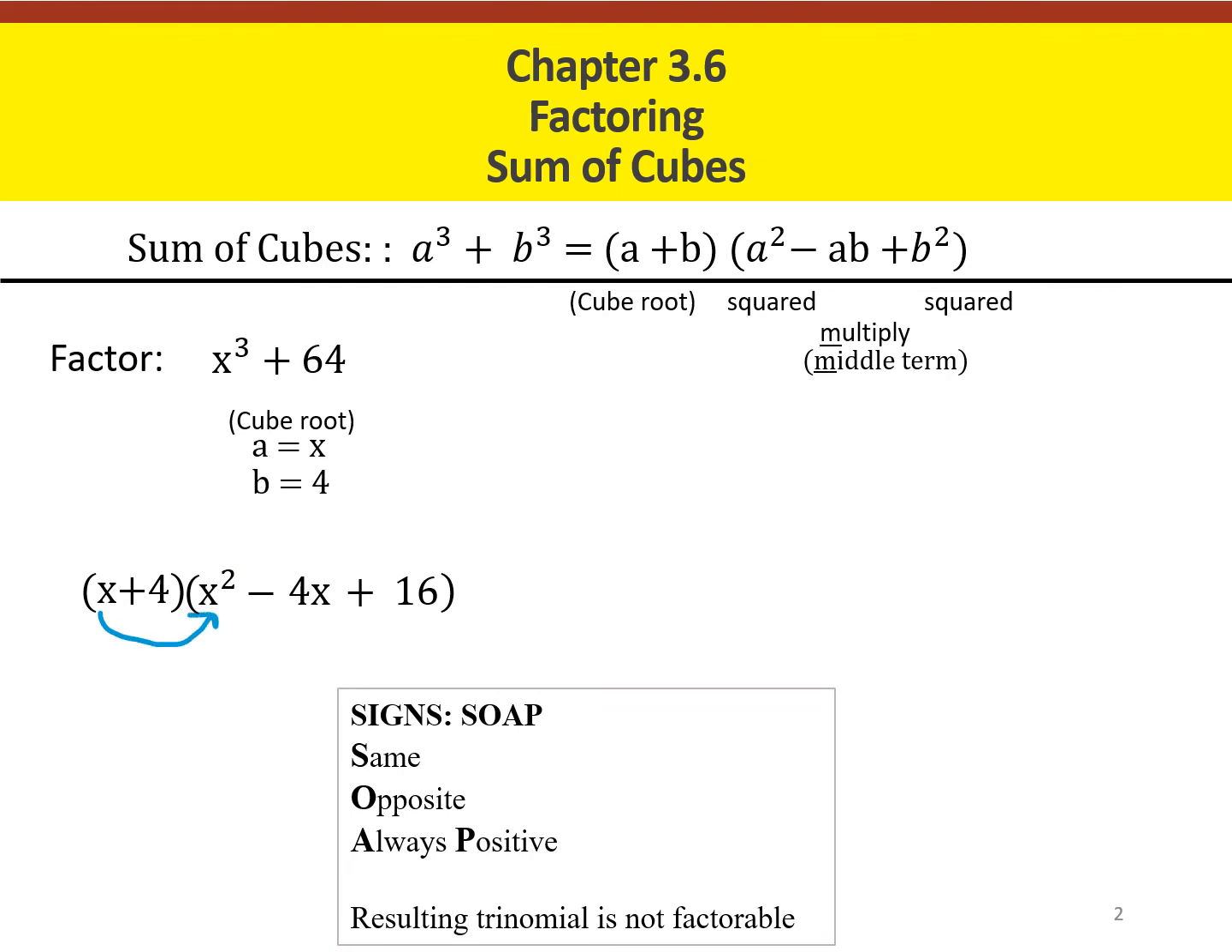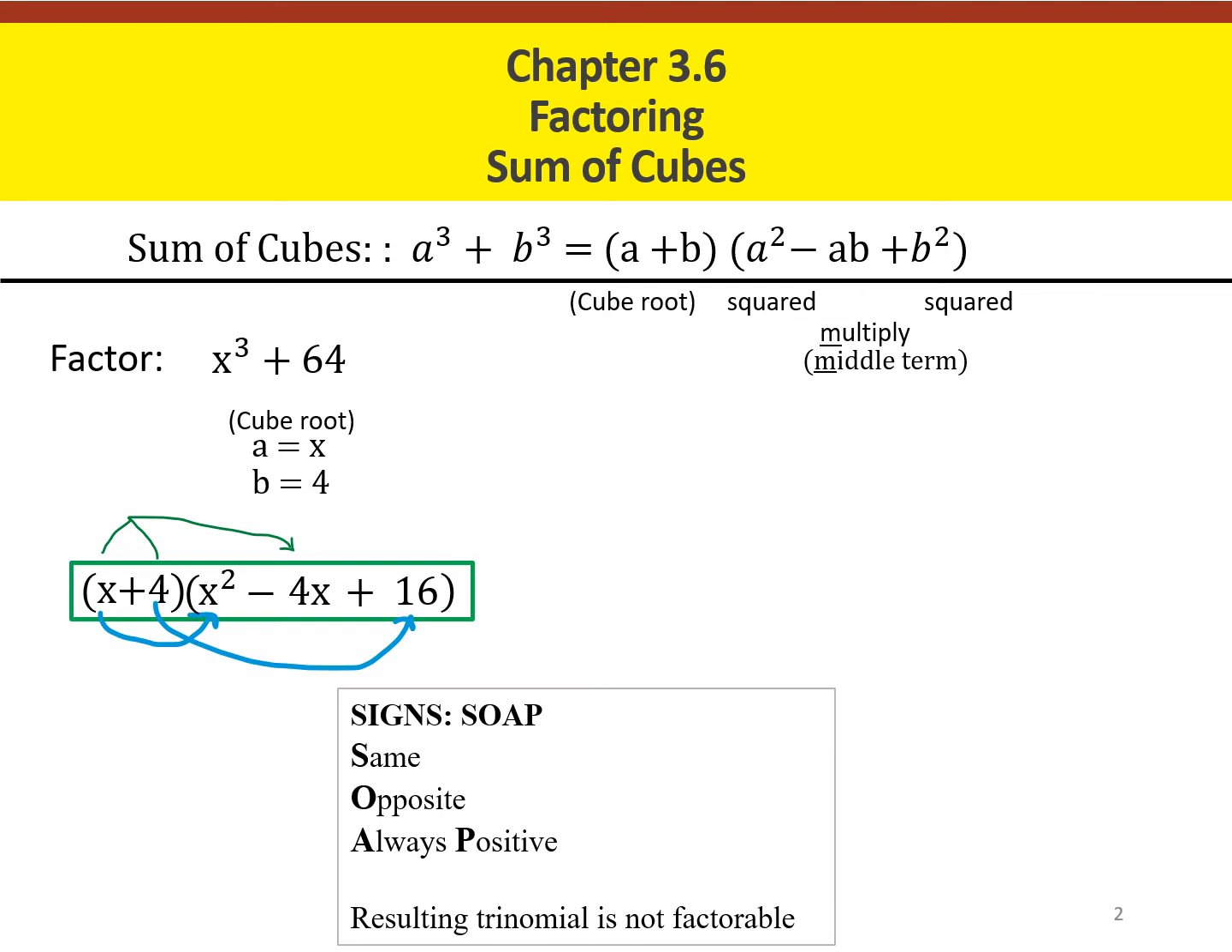Going through this one more time. We created the first parentheses, which were the cube roots. Then we took the first root and squared it, and then we took the second and squared it and put it at the back end. Then all we had to do was create the middle term, and that was the multiply. Then you did your signs using SOAP: same, opposite, always positive. You are done. Don't even think about factoring it anymore, and that is your answer.